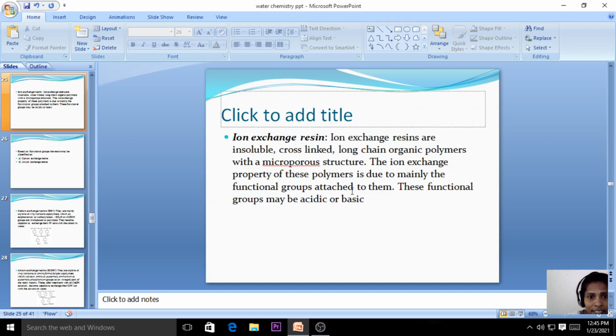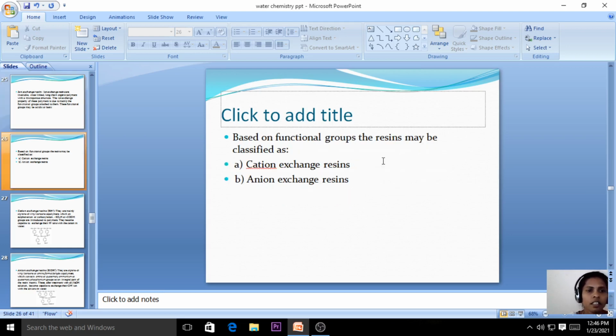So what is the main reason? The ion exchange property of these polymers is due mainly to the functional groups attached to them. So due to those functional groups only, it is able to exchange the cations and anions in the water sample. These functional groups may be acidic or basic. So based on the functional groups, the resins may be classified as cation exchange resins and anion exchange resins.